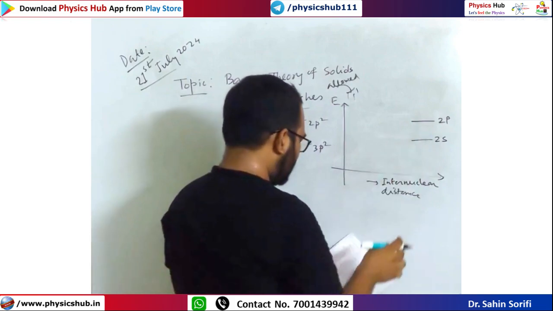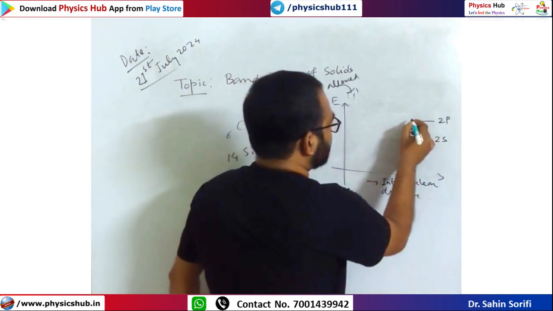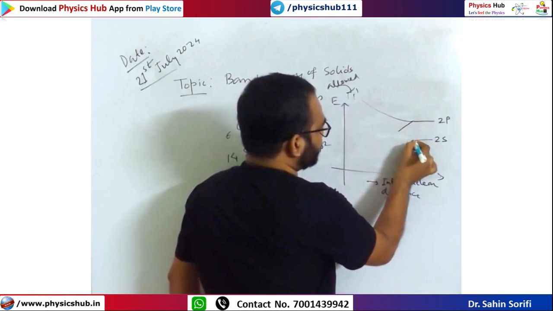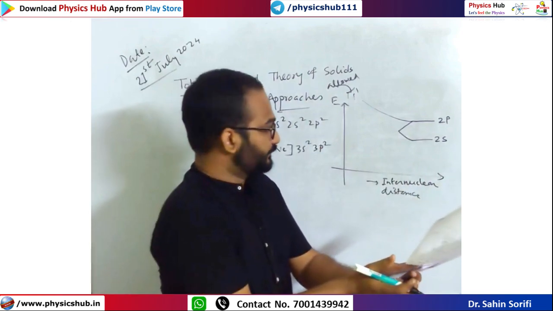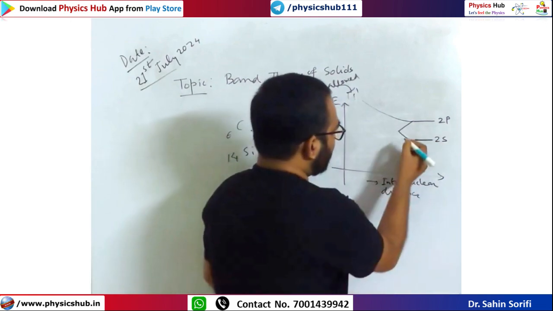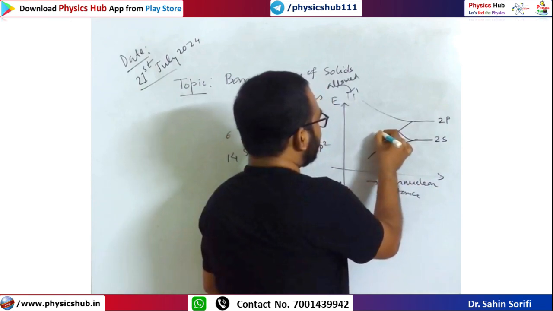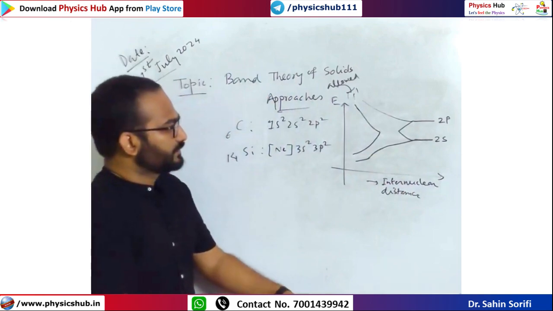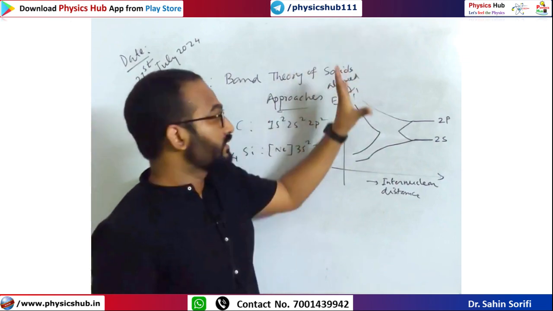So what happens? Let me just quickly confirm it. Okay. So what happens? First, you see, you are reducing the internuclear distance. You are taking the atoms closer to each other. So first, these two atomic levels will superimpose. Okay. Then again, if you further reduce the internuclear distance, then these two bands will get separated.